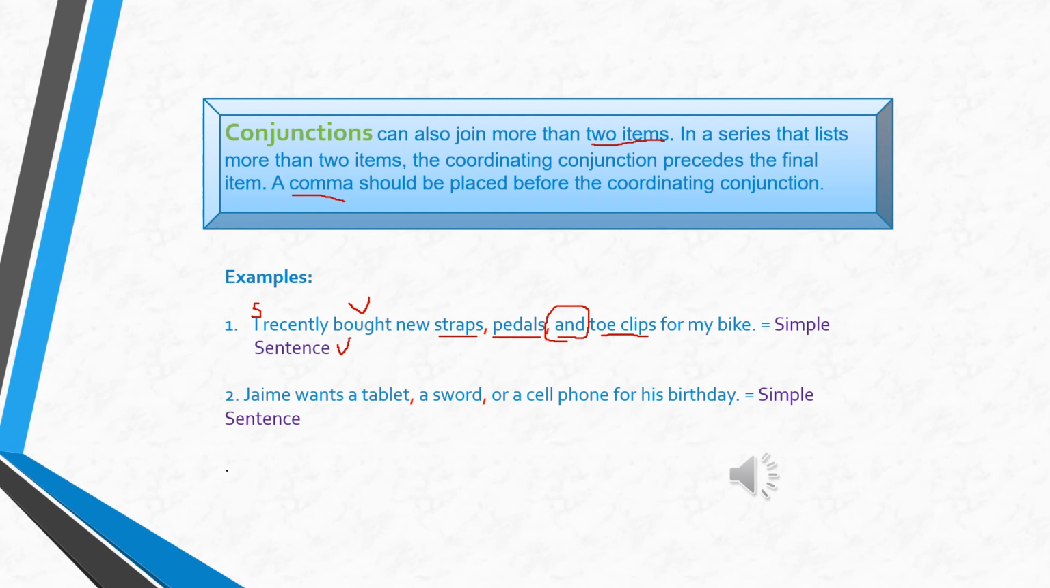Let's take a look at sentence number 2. Jaime wants a tablet, a sword, or a cell phone for his birthday. Let's analyze this sentence. Jaime is my subject. Wants is my verb. A tablet is item number 1. A sword is item number 2. Comma before the coordinating conjunction, or a cell phone. A cell phone is my third item. For his birthday is my complement. Can you see? Still I have one simple sentence because we only have here one subject, one verb. The rest are just items.